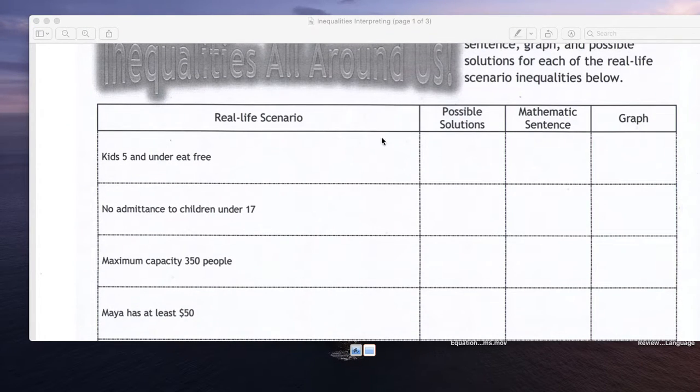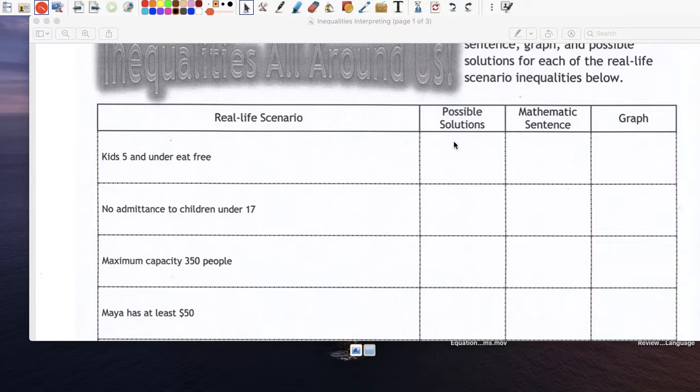Kids 5 and under eat for free. So examples of who can eat for free are the kids who are 5, 4, 3, 2, 1. The sentence here would be K for kids and 5. So the kids who can eat for free can be under 5 or equal to 5. And on the little graph here, we shade, and in this case it has to be under, right? And it has to point to the left.